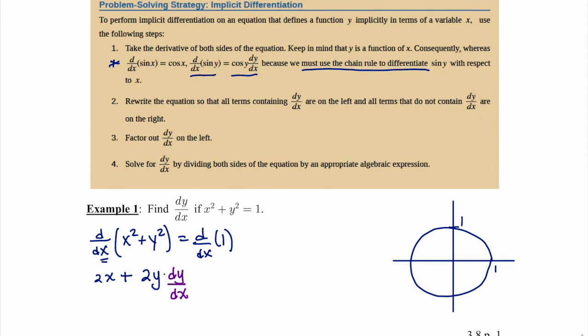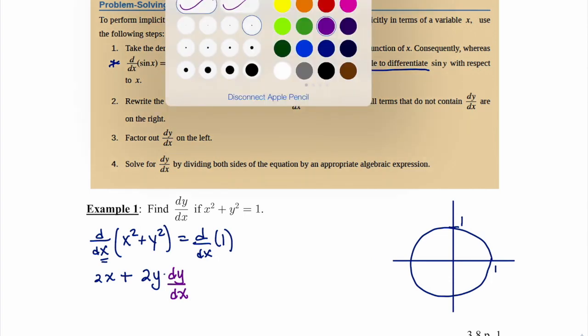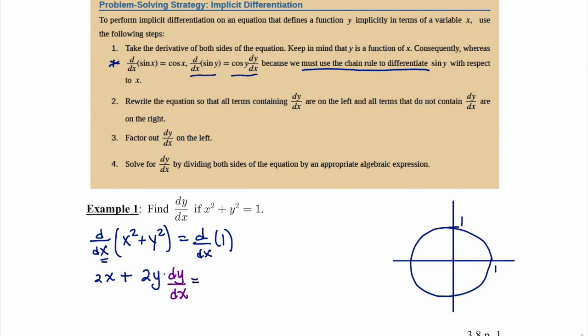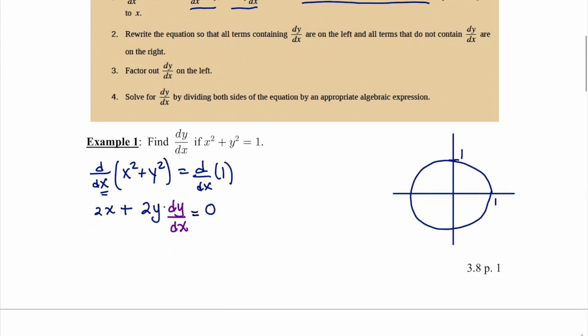So when I'm differentiating the y squared, since that term involves a y, once I'm done with its derivative, I will have a dy/dx involved. And then on the right side, now I have the derivative of 1, and that should be 0 because 1 is a constant. So we can now solve for dy/dx. Our next step says rewrite so that all terms containing dy/dx are on the left and all terms that do not contain dy/dx are on the right.